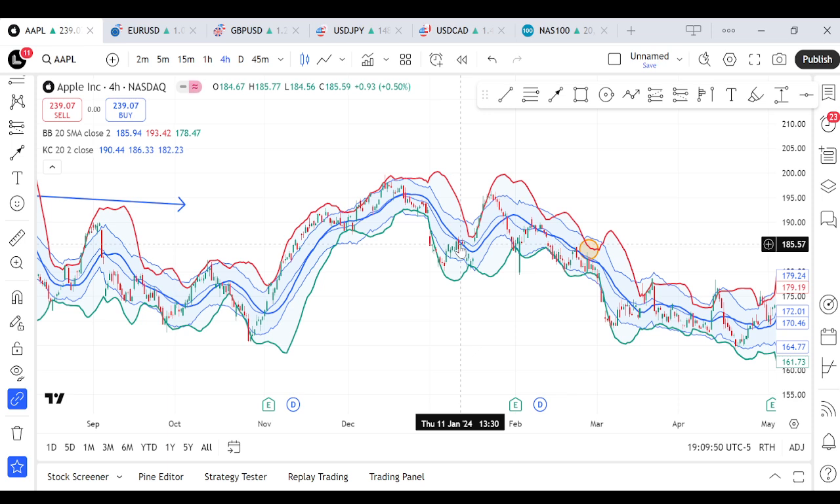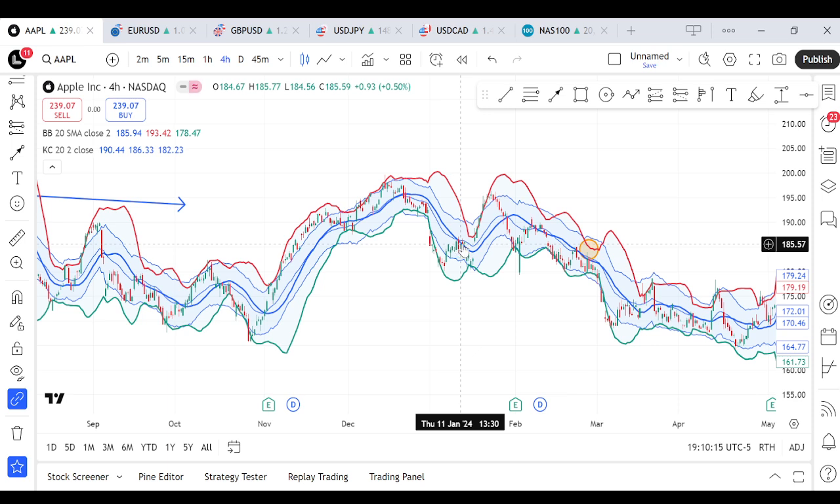The next step is to wait for the price to break out of both the Bollinger Bands and Keltner channel simultaneously. A breakout above the upper band suggests a bullish trend, while a breakout below the lower bands indicates bearish momentum and a bearish trend. Once you identify a breakout, confirm it with the closing price of the candle. For a bullish trade, enter when the price closes above both upper bands.